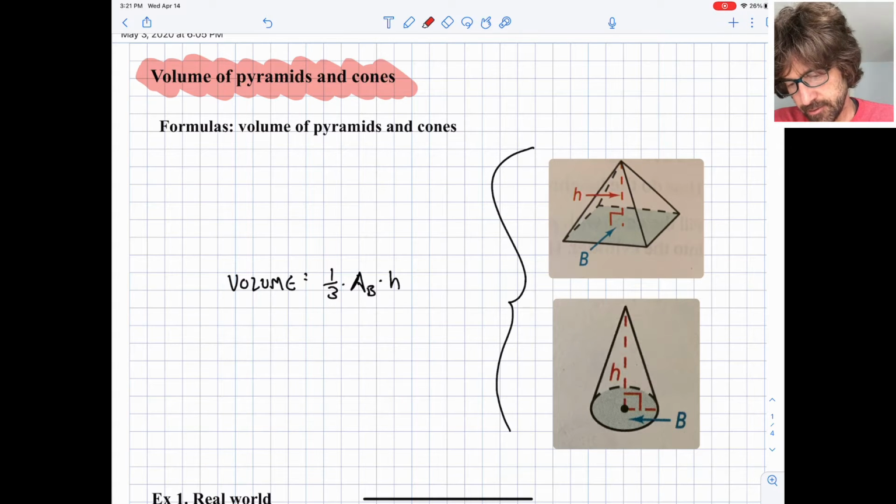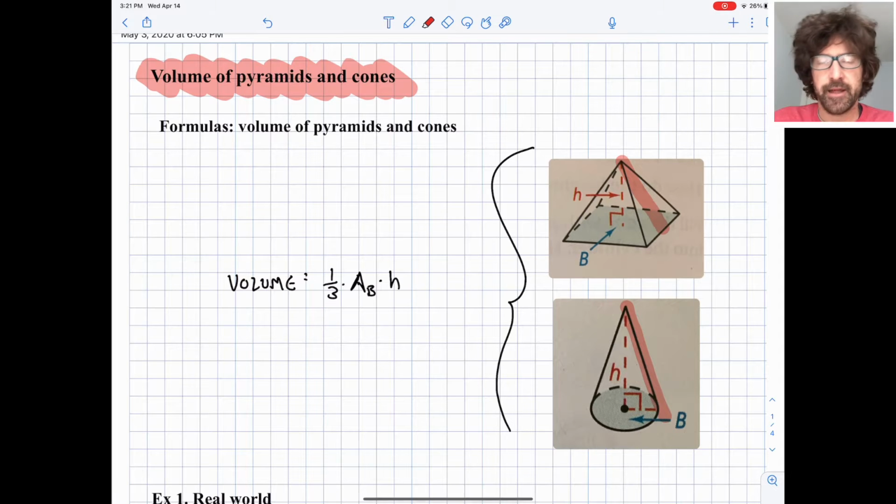I'm going to highlight in red here the slant height for this cone and this pyramid, and that's not what we're working with in this formula. We need the perpendicular height. And then times a third.